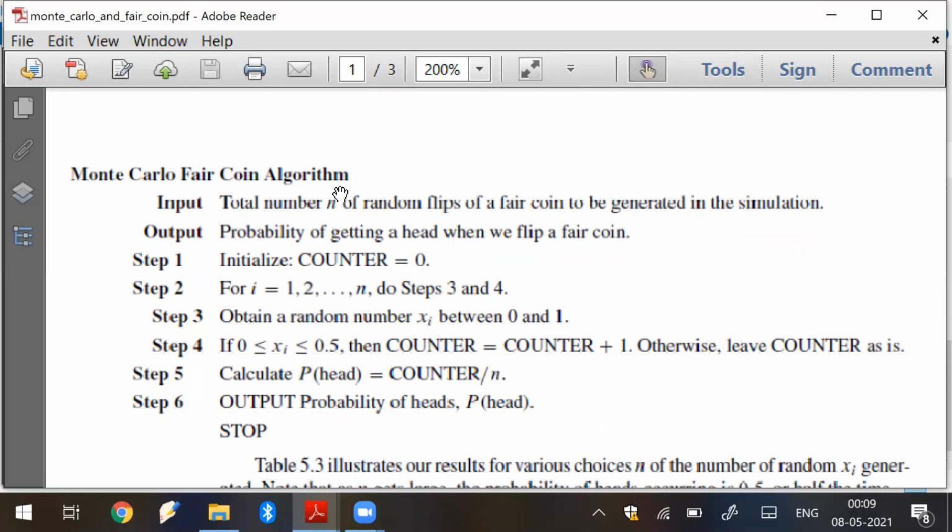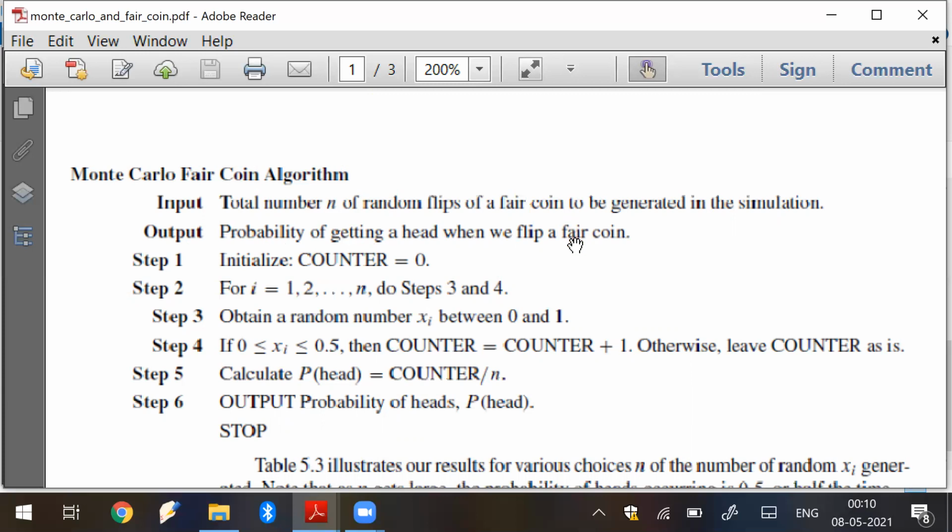So the most important part is the Monte Carlo fair coin algorithm. Let us see how we are designing it. Input: the total number n of random flips of a fair coin to be generated in the simulation. That means how many coin tosses you are doing. Let us denote it by small n. Output: the probability of getting a head when we flip a fair coin. This is very important, fair coin.